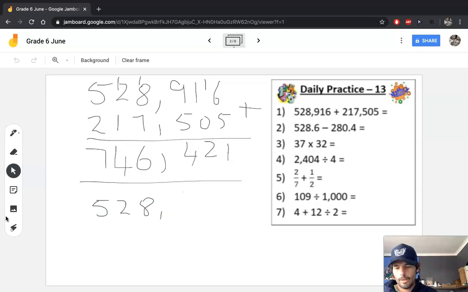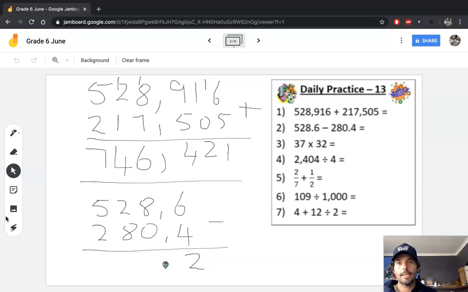528,6, and then 280,4. And when we subtract those, we subtract them normally, so 6 minus 4 is 2. Decimal again lines up in the right place. 8 minus 0 is 8. We can't do 2 minus 8, so we need to borrow, and that becomes 12 minus 8, which is 4. And then, that's a 4. 4 minus 2 is 2.